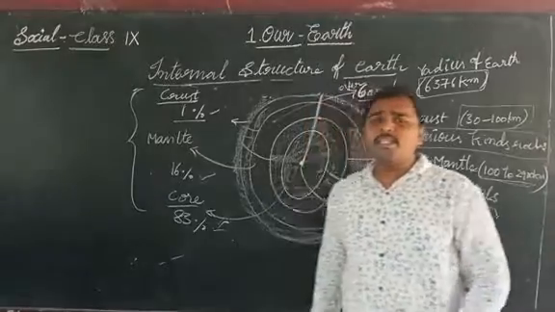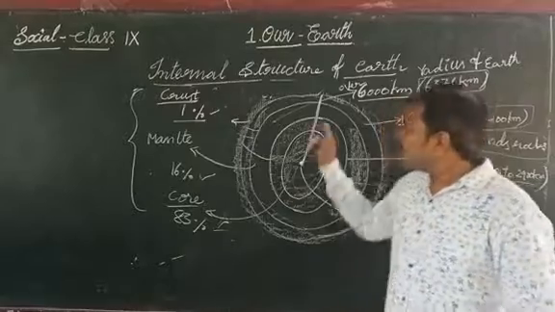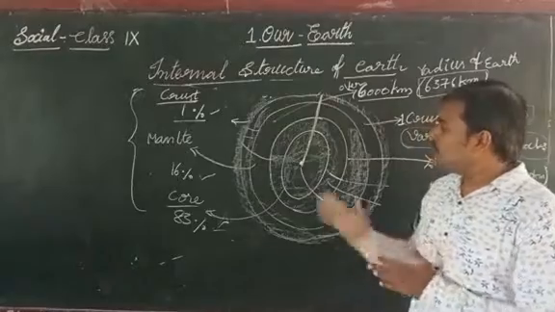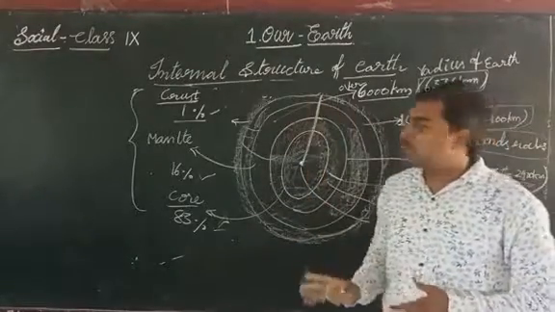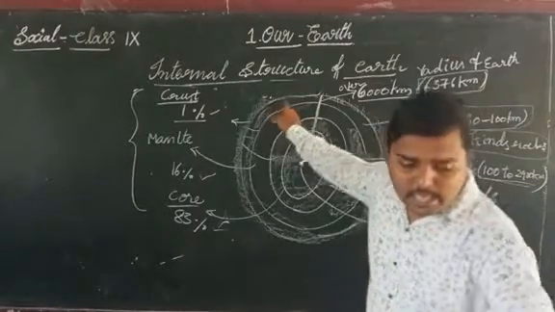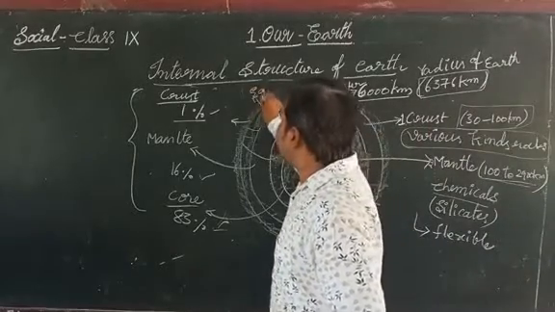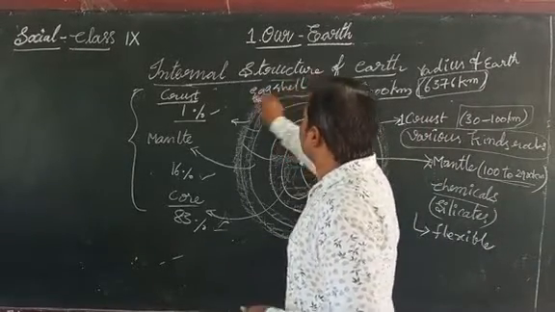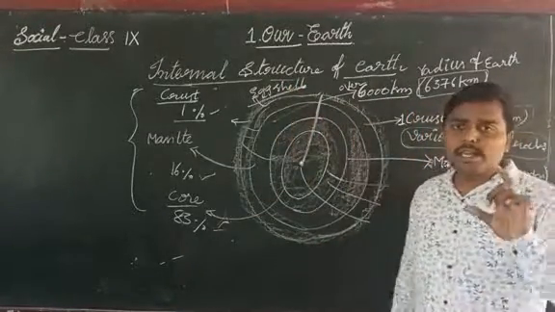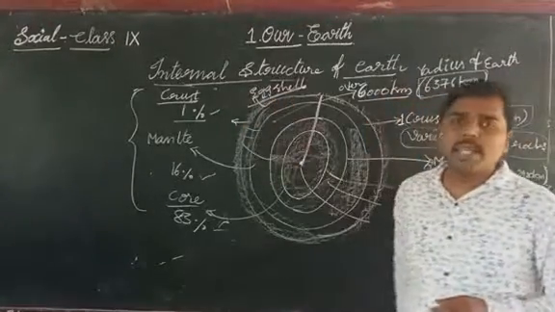Let us assume that this entire portion is an egg. The thickness of the crust is like the eggshell. If it is an egg, the thickness of the crust is only the eggshell.